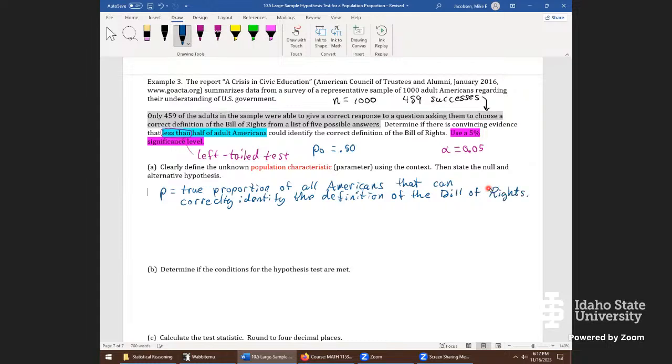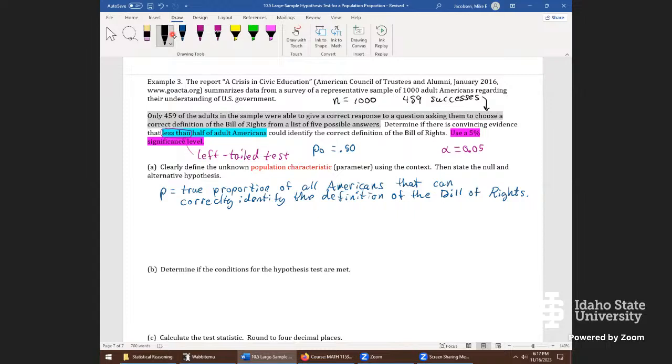I did leave some stuff on there. I didn't mention that they had to correctly identify a response from a list of 5 possible answers. I didn't mention it was multiple choice with 5 answers, but we kind of conveyed that when we said correctly identify definition of the Bill of Rights. Any things folks would like to include or exclude so far from that parameter? Okay, we're happy with that.